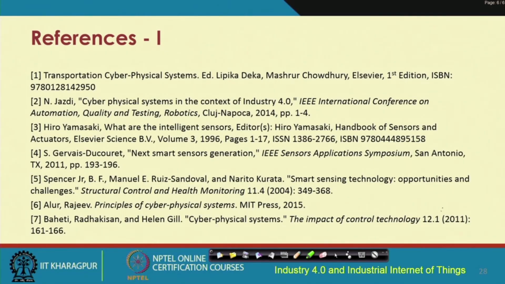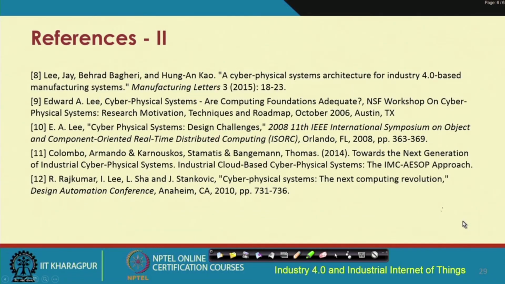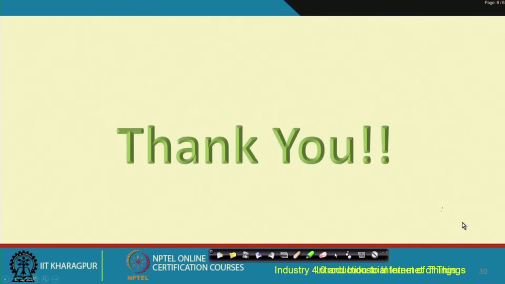These are some of the references, and if you are interested you can go through them in further detail to know what the different other issues of cyber physical systems are and how next generation sensors could be developed.